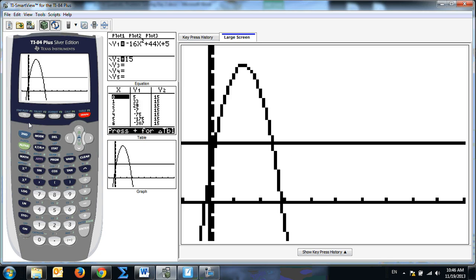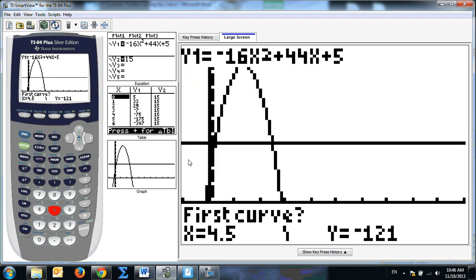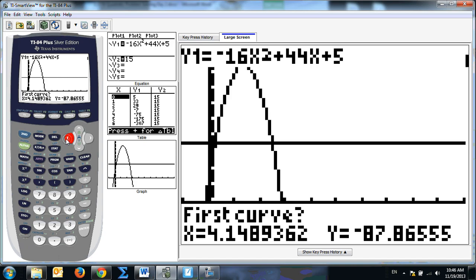So to find the intersection point, it's second, calc. The 5th option says intersect, which is what we want. And then you've got to pick which one you want to do first. I do the leftmost one first. It's just what I do. So I'm going to move my cursor until I see it come close to my leftmost intersection point.